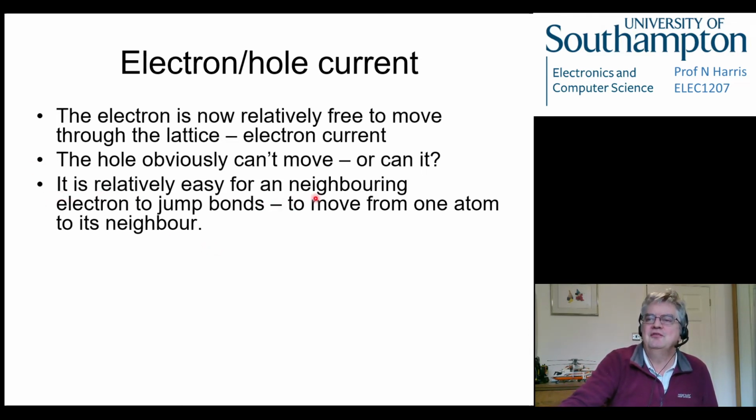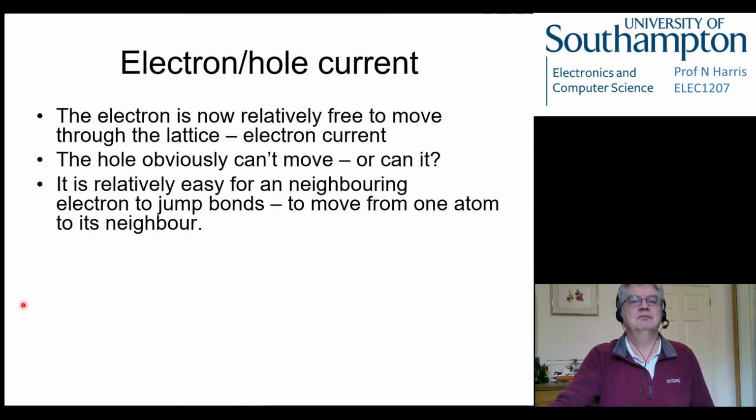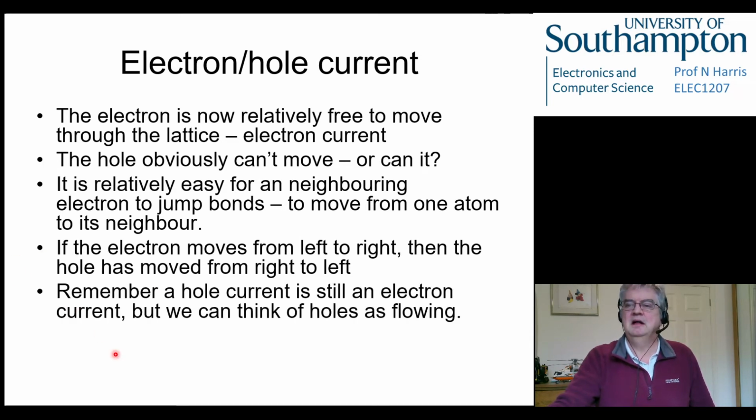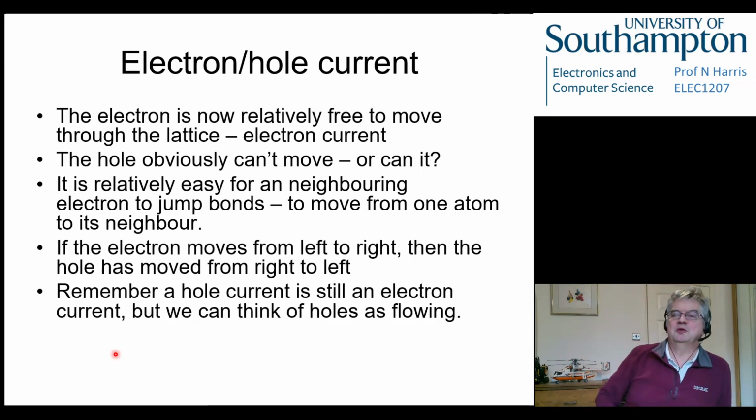So it's relatively easy for a neighbouring electron to jump bonds. So it escapes from its own bond and then falls immediately into the hole of the bond next to it. So the hole has moved, say, from left to right, but the electron has moved from right to left. Okay, so that's saying the same thing. And that is still a moving charge, because it's a positive charge or gap that's moving, and so we can still think of that as holes. We can think of those holes flowing, but the reality is it's still electrons flowing, because it's the electron that's making the hole. It's just filling the hole next to it.